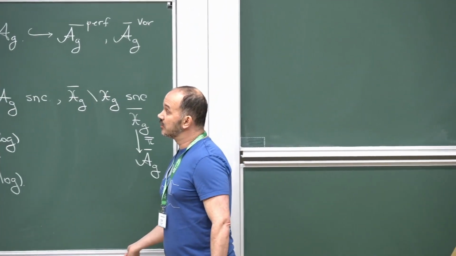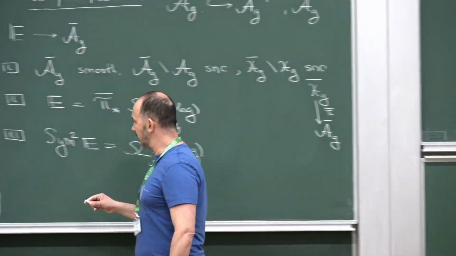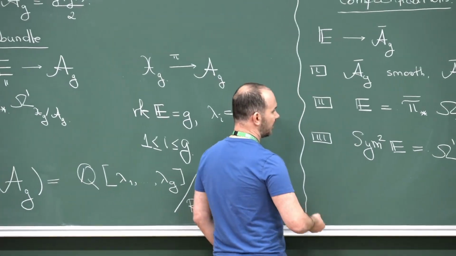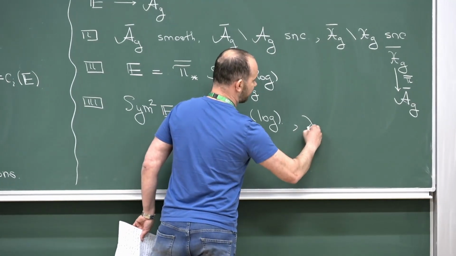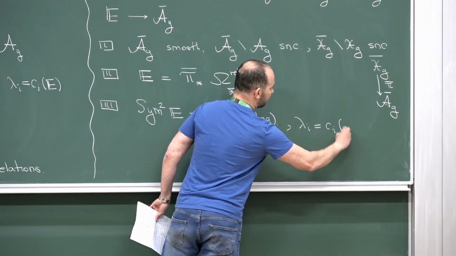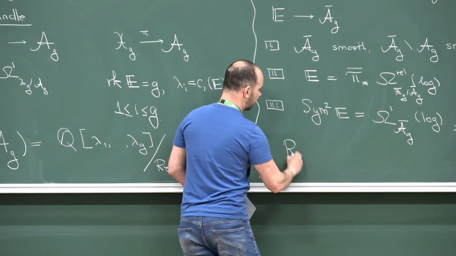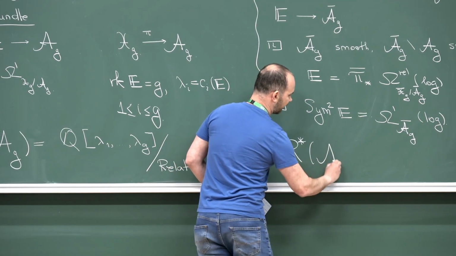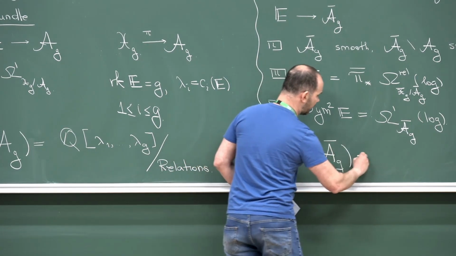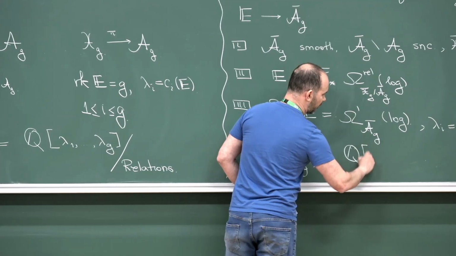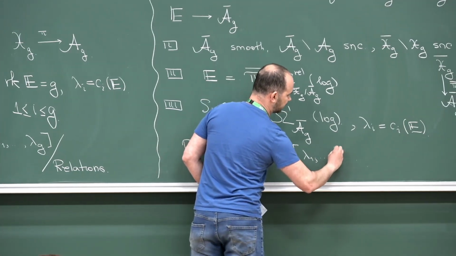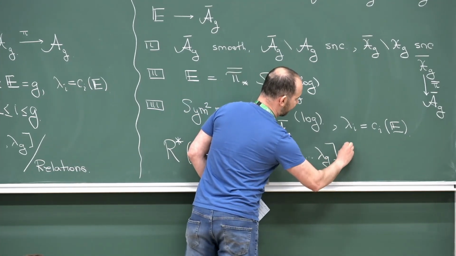And you can speak about Hodge classes as well, and you can speak about the resulting tautological rings. So lambda_i will be the Chern classes of this extended Hodge bundle, and then we again have an extended tautological ring of A_g bar, which is just Q adjoin all the lambda classes, modulo relations.